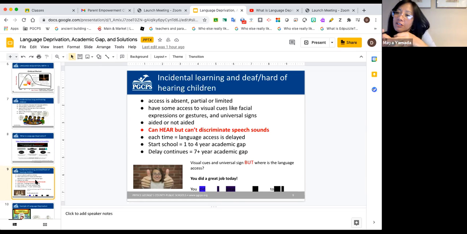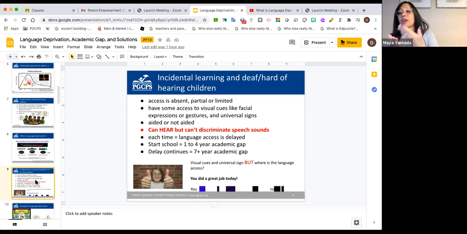So right there, there's the delay. So every time the child's not getting access, there's a delay. And the delay keeps getting wider, wider, and wider. So by the time they arrive to school, which is kindergarten, they're delayed sometimes between 1 and 4 years. And then that gap continues to get wider and wider, and the delay becomes 7+ years.